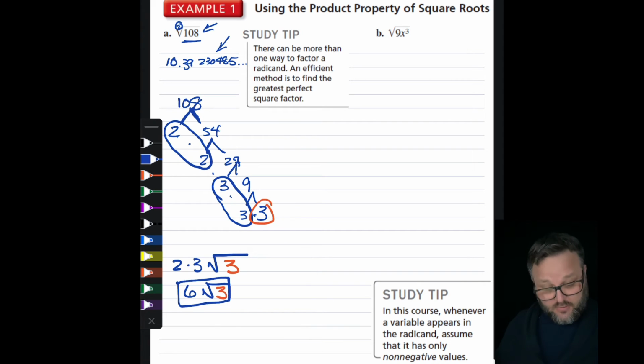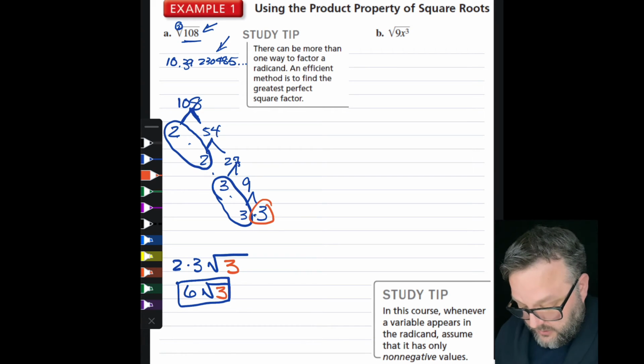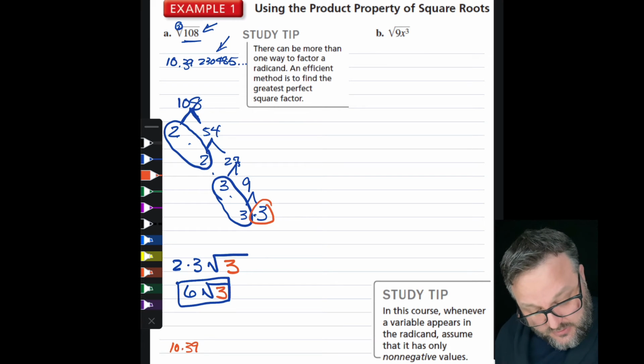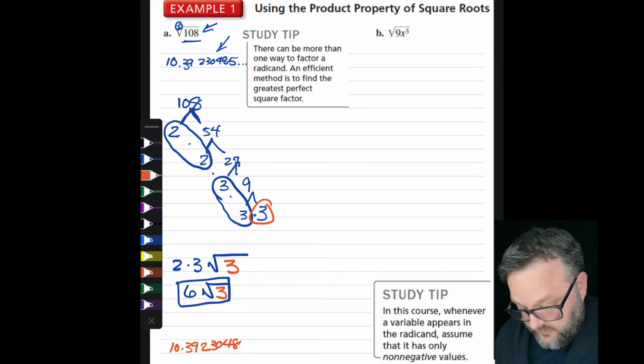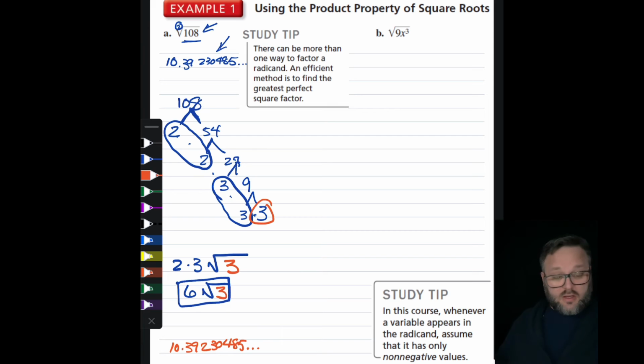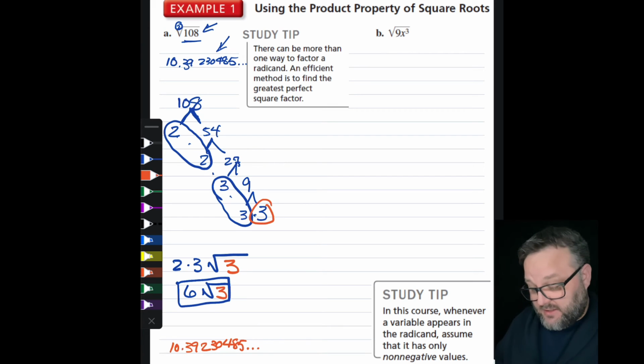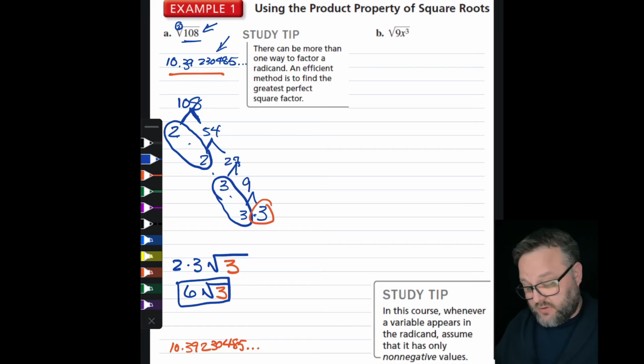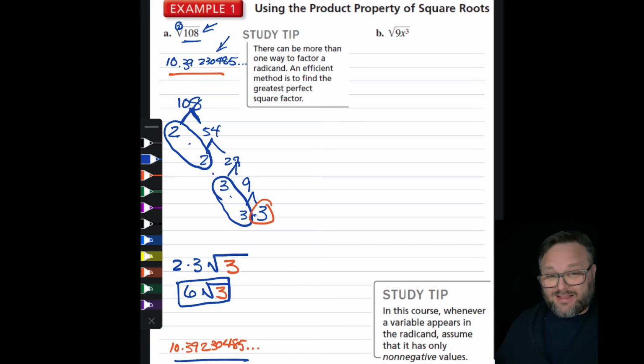Now I can verify that with my calculator. If I take 6 times the square root of 3, and I hit enter, I get the exact same decimal. I'm going to put it in orange as 10.39230485. And again, I have to assume it keeps going because I hit the end of my screen, which is exactly the same as that number, which is what we had at the very beginning. So we get the same answer even though we've written it a different way.